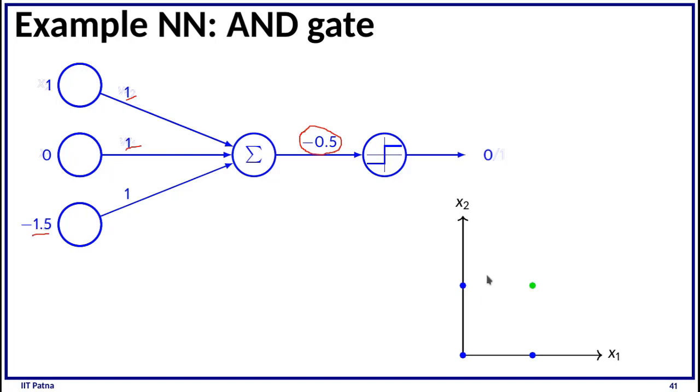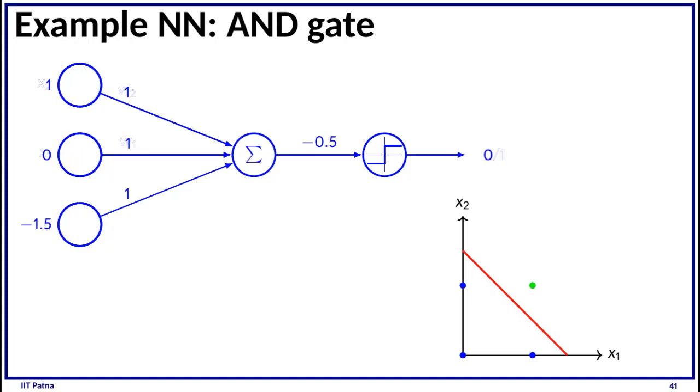What it effectively means is that by choosing this value -1.5 and this 1 and this 1, it basically demarcates the plane into two parts. In one part, these blue dots will be there, and in the other part, this green dot will be there. So effectively it separates the two sets of points through a straight line. And it is not very hard to determine the actual straight line equation, since W1 and W2 are the weights on the two inputs, and I know the bias.